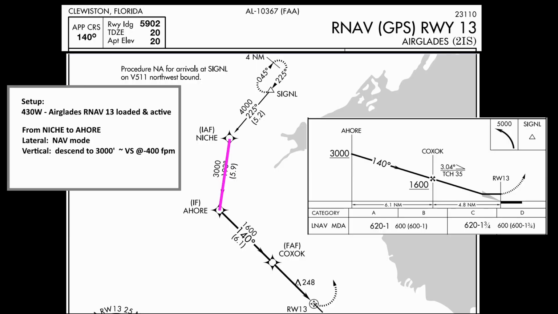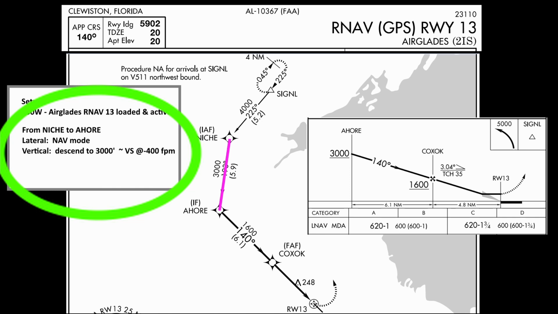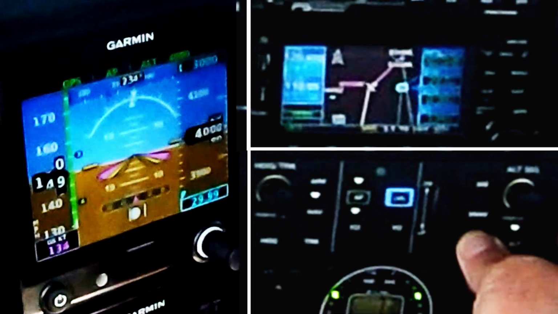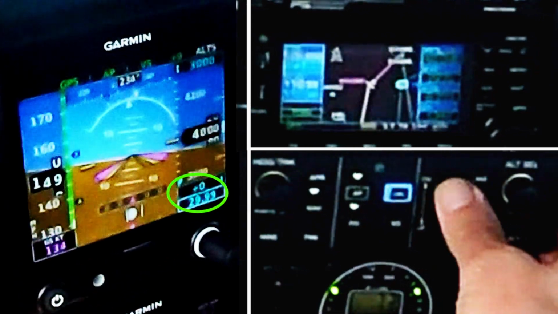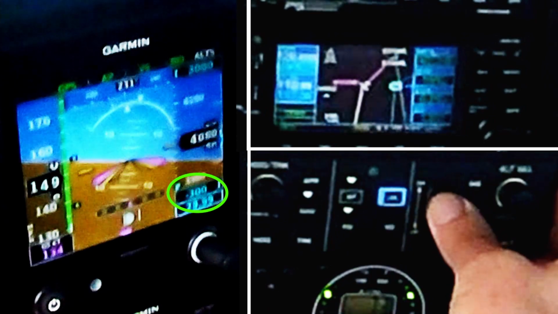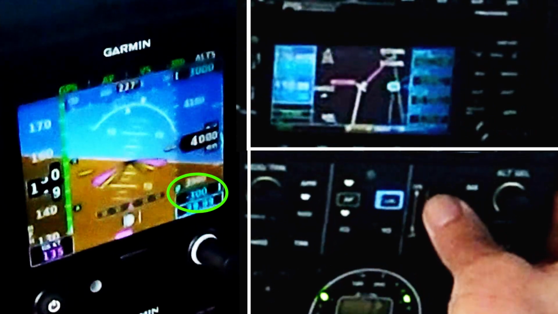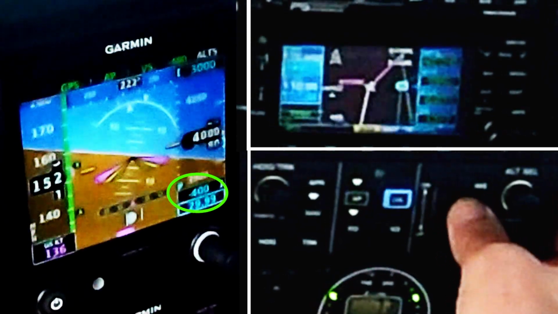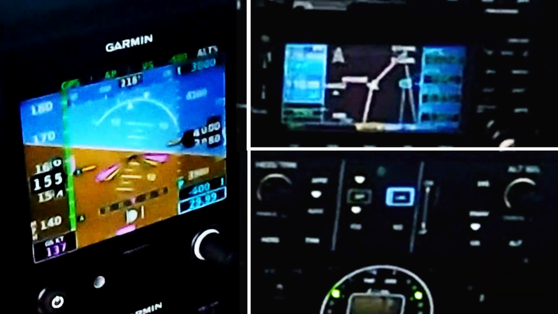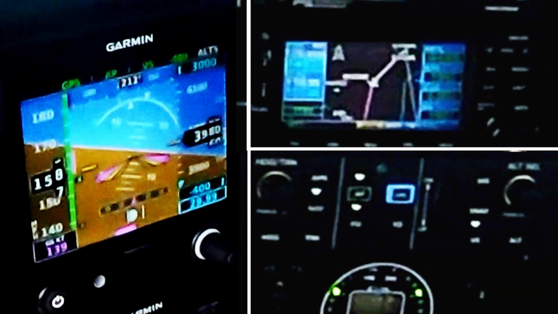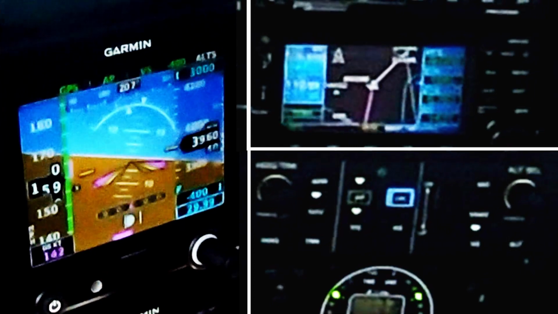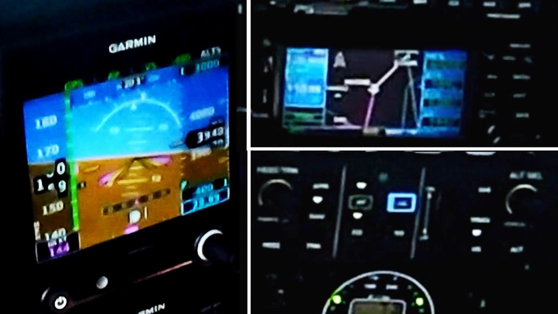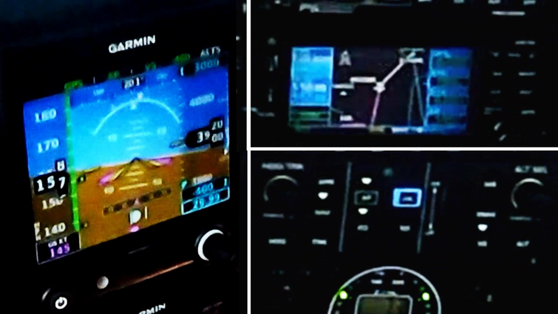I handled the descent by staying in lateral mode nav, vertical descending on a vertical speed indicator of minus 100, 200, 300, 400 feet using the trim wheel. The airplane commenced the turn to the left and commenced descending, and the entire leg was flown without incident.